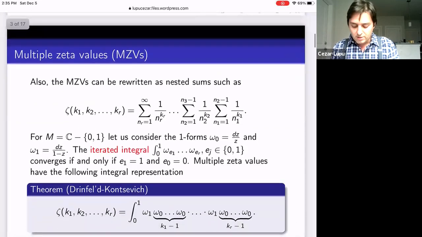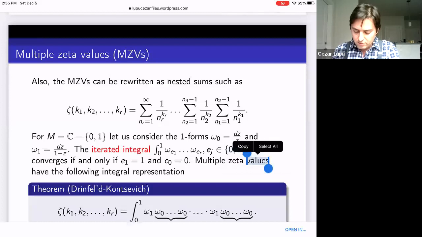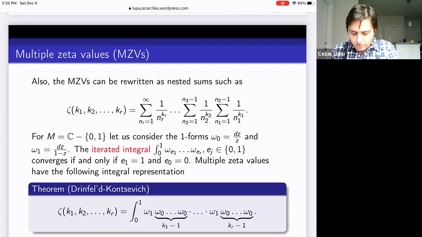But there is another reason why these objects are very important. There is this theorem, called Drinfeld-Kontsevich, but I think Kontsevich was the one who observed that these multiple zeta values are in fact what we call periods. I wrote it generically, the integral from 0 to 1, but it is an iterated integral. We have these one-forms, and we can express them in this way. So this is another reason why these objects are very important: all multiple zeta values are periods.